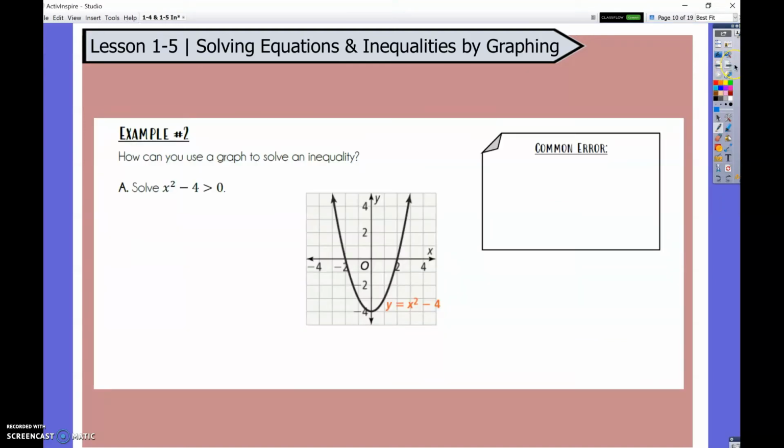All right, we move on to example 2. How could we use a graph to solve an inequality? Remember, an inequality is one of those alligators or gator signs, as some of us might call them. You might even have an equals to underneath, okay? So let's look at this one.